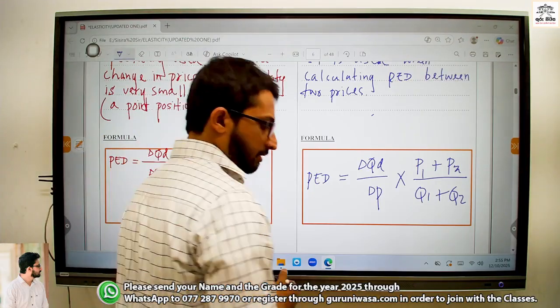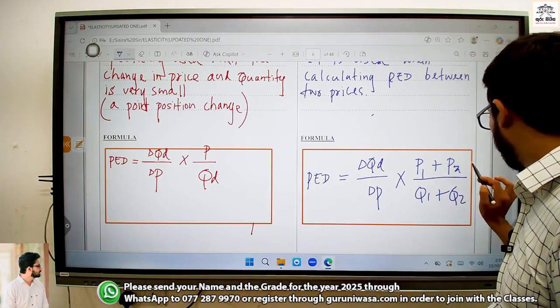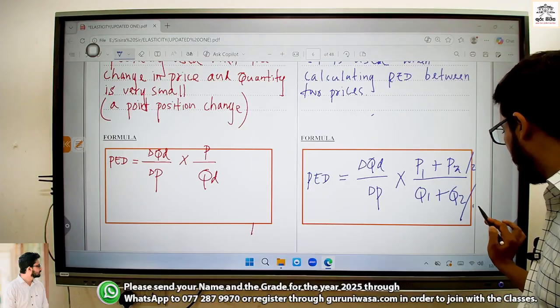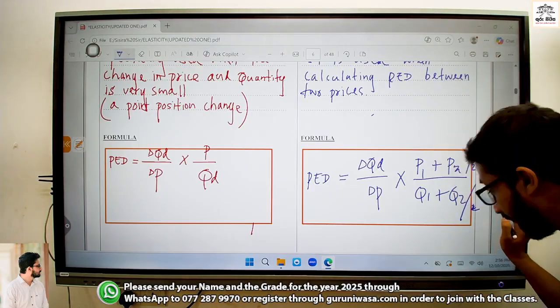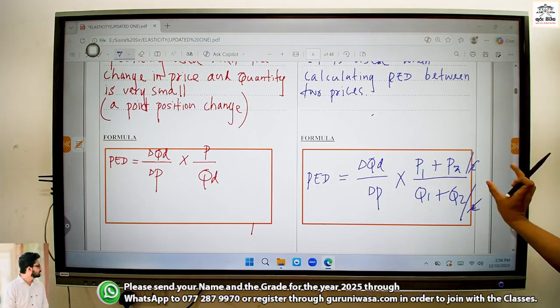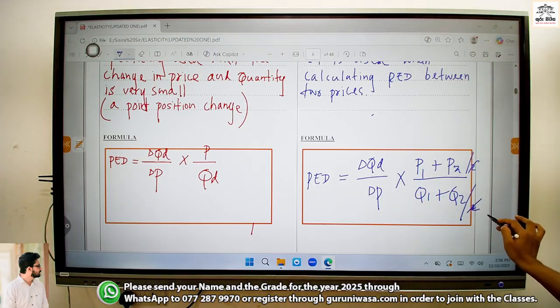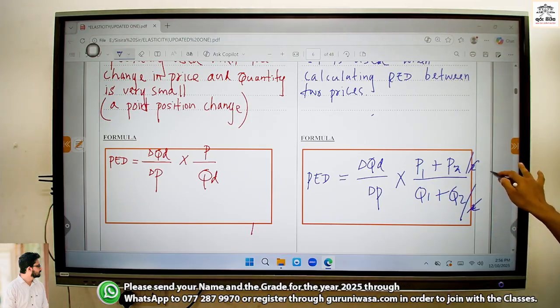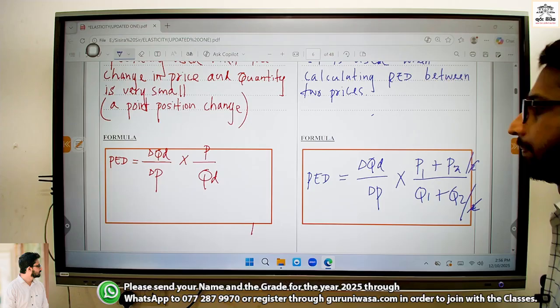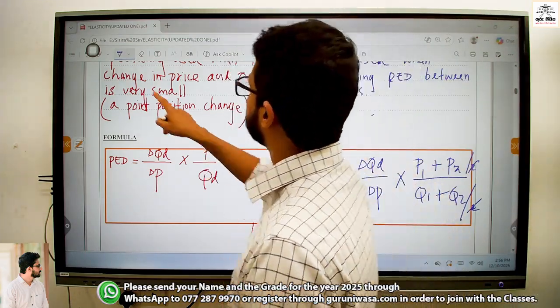Actually, in the original equation, it is P1 plus P2 divided by 2, and Q1 plus Q2 divided by 2. But you know the 2 and 2 cancel out. So in the original equation there must be the dividing part. Clear? Because here we calculate the average. How to calculate an average? First price plus second price divided by 2. Right. Next one.